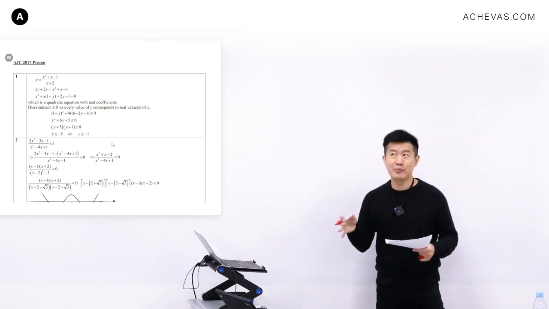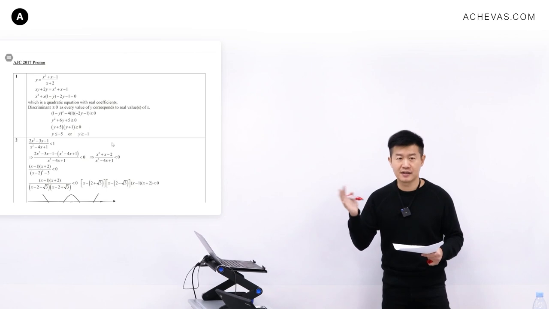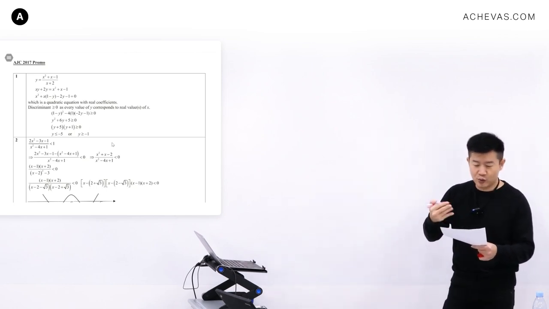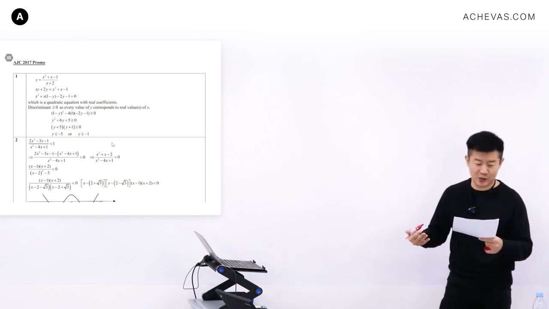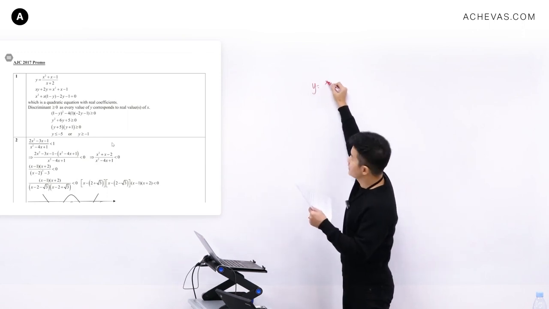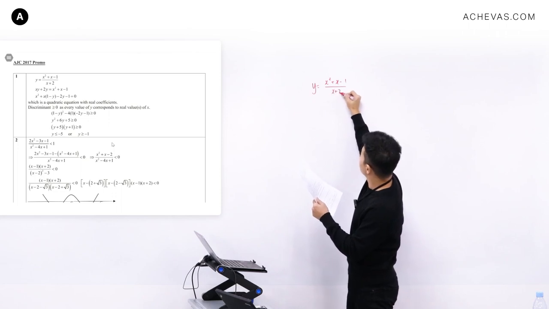Cambridge, I told you before, has tested this about four times in the last 7-8 years. So it is a very, very popular question. You need to understand this question again. Let's take a quick look at the graph of y is equal to x squared plus x minus 1 divided by x plus 2.